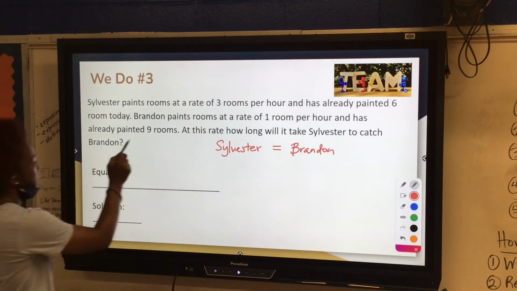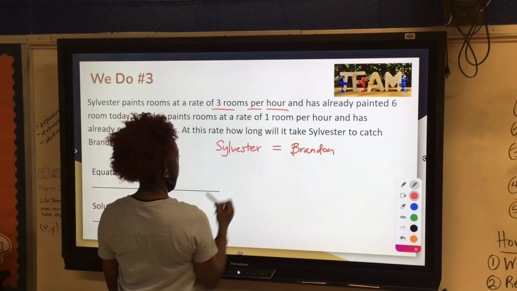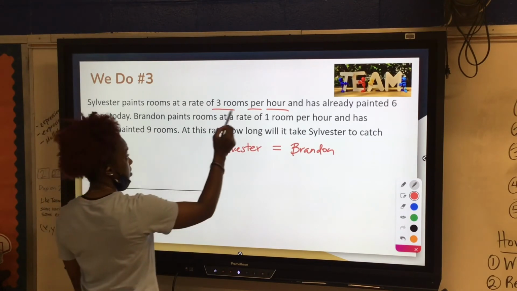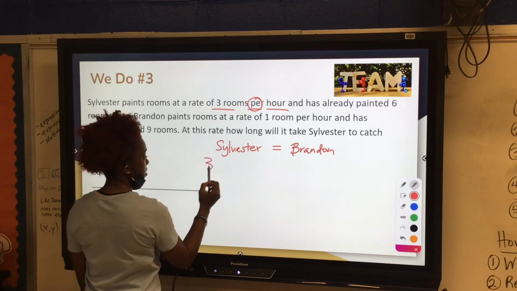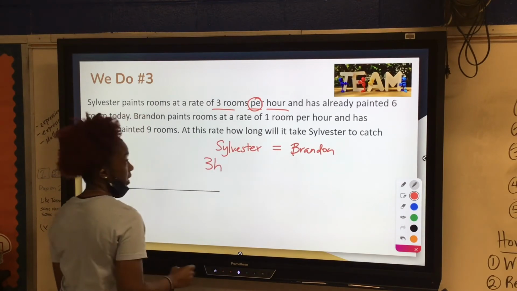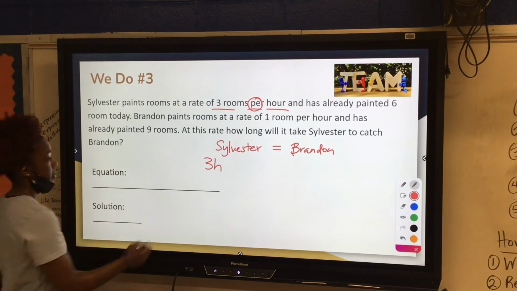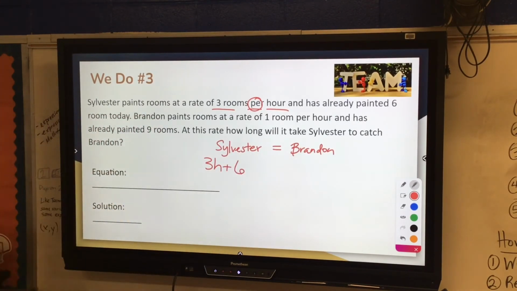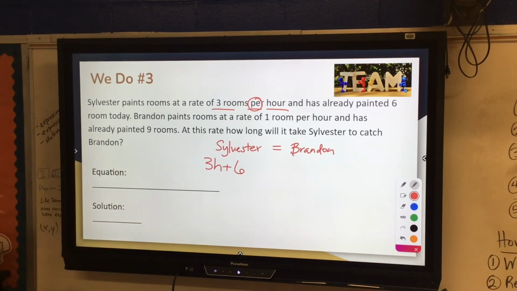So Sylvester paints rooms at a rate of 3 rooms per hour. Okay, so we know we have to do what? Multiply, because per tells us that variable is there. So 3 rooms per hour, okay? And has already painted 6 rooms today. So we got plus 6. So he's already painted 6, and he does 3 per hour. Okay, you can put H or you can put X.